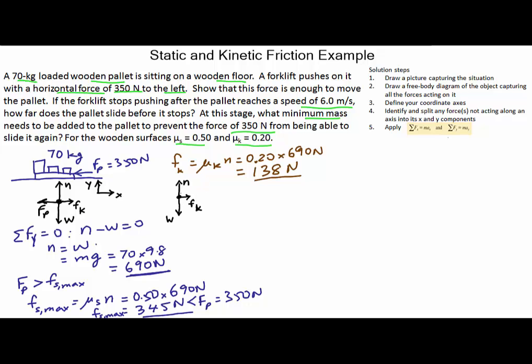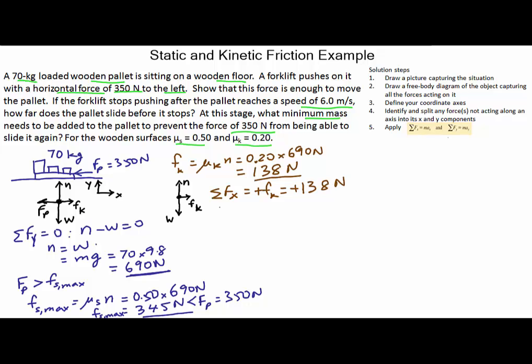And now the y-axis doesn't give me anything new. It's the same as before. But on the x-axis, I only have one force. So my sum of forces along the x-axis is just plus Fk. That's the only force. And that gives me plus 138 Newton. And if I know the force and the mass, I can get the acceleration.